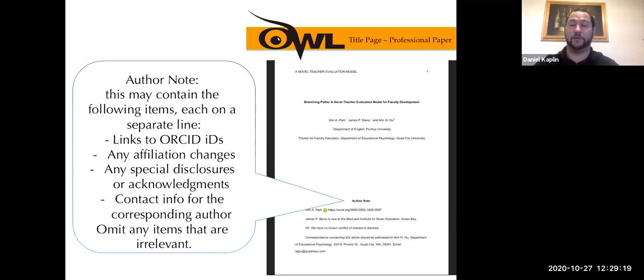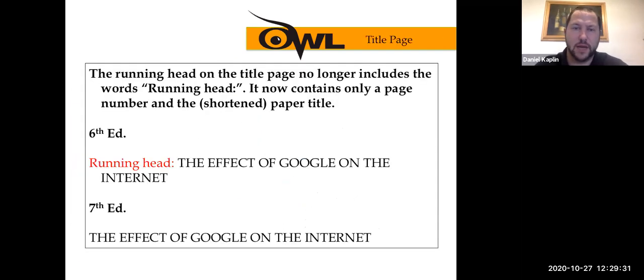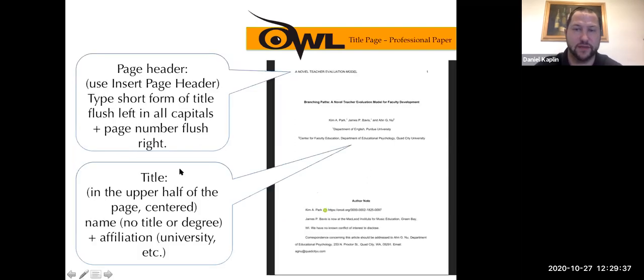And actually for my experimental classes, I require you to use this style rather than the student style. But as I'm going to go back to the previous slide, you'll notice that the words running head were dropped from the 6th edition to the 7th edition.